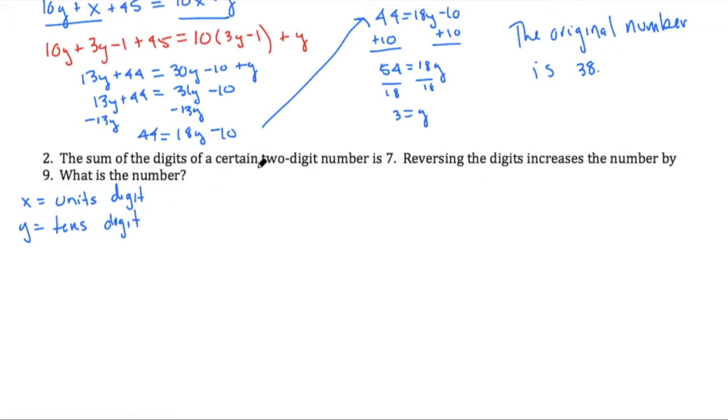So the sum of the digits of the number is 7. So that's a nice equation. x plus y equals 7. And the second part is, again, reversing the digits. So reversing the digits increases the number by 9.